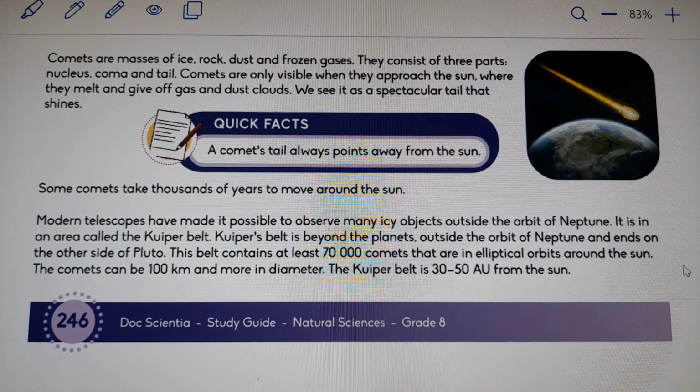Okay, very interesting. If you want to be a scientist, astronaut, or whatever, you can study these theories more, and you can be one of our scientists there.